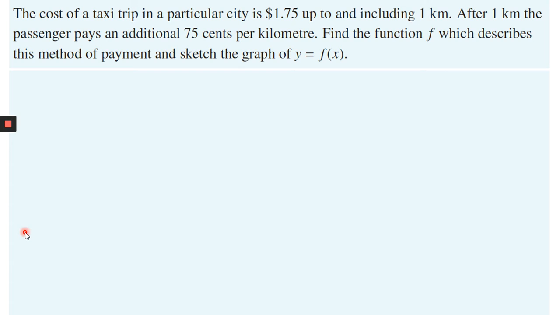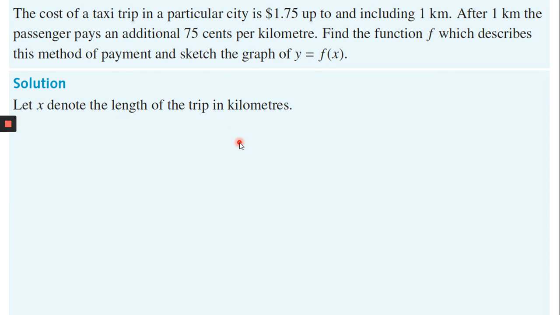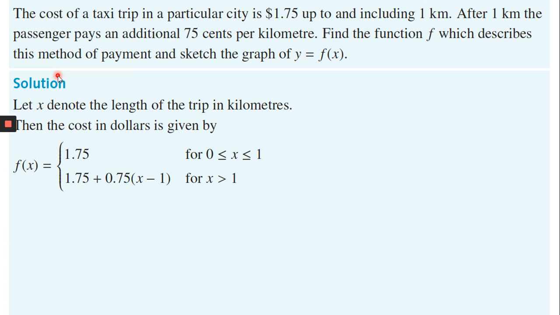Not that we go on taxis anymore or go into a city. So this looks to me like it's going to be one of those hybrid functions, two different sections. One bit if it's less than a kilometre, another one if it's more than a kilometre. So there you go, set up the situation. That makes sense. So it's $1.75 up to and including 1 kilometre, and this is the one if it's greater than 1 kilometre. So find the function which describes the method of payment.